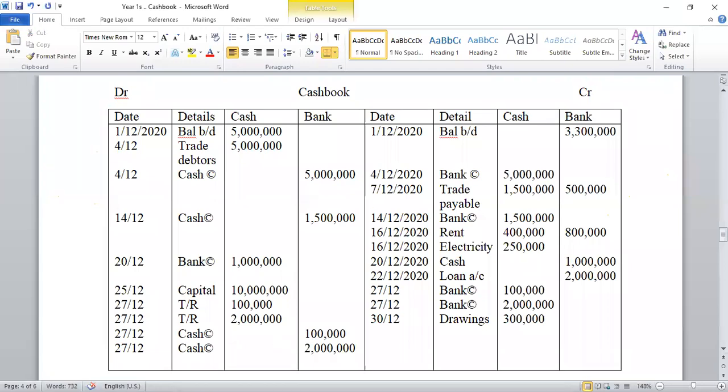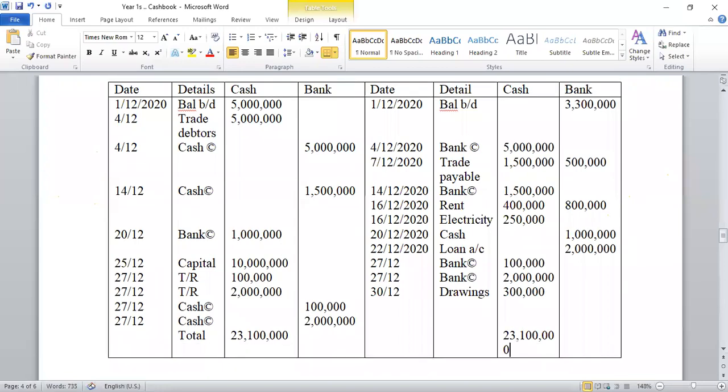My total, like I told you, is 100,000. Okay, that's my total on the debit side, and the totals will always be the same on the debit side and the credit side. So come on your credit side and also put the same total, 100,000. Okay, that's my total on the credit side.